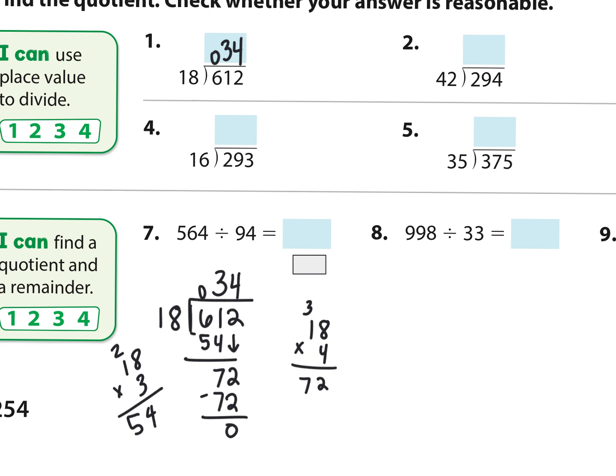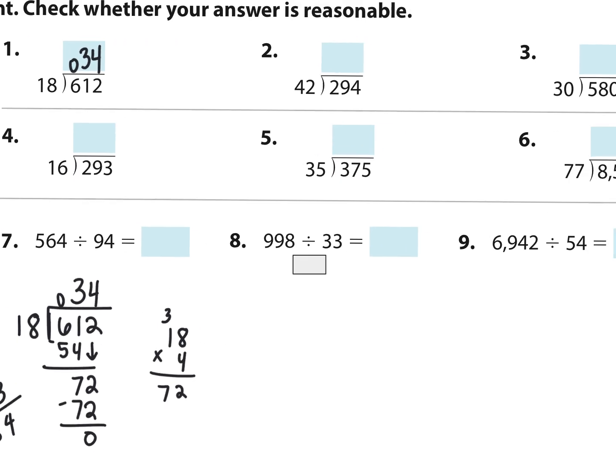Not too bad. We're going to do a little bit more practice. So let's look at number 3.